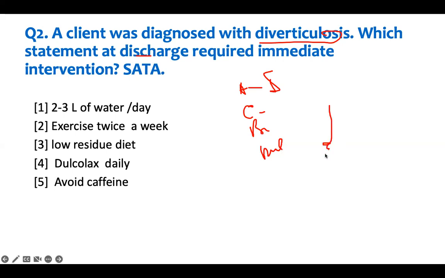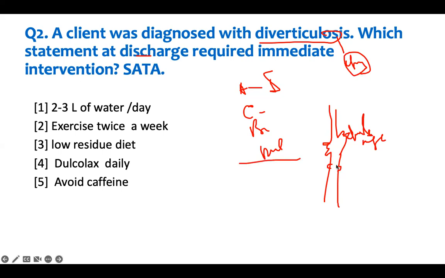So this is your colon. In the sigmoid, you have this pocket you call diverticulosis. It is the pocket, an outpouching. This pocket can get inflamed and become itis, diverticulitis. That's the inflammation. When this pocket gets inflamed, it becomes itis. But if not inflamed, it's losis. The losis that is already formed doesn't go away. It stays there forever. Okay, but you want to prevent more formation and you want to prevent them getting into itis.